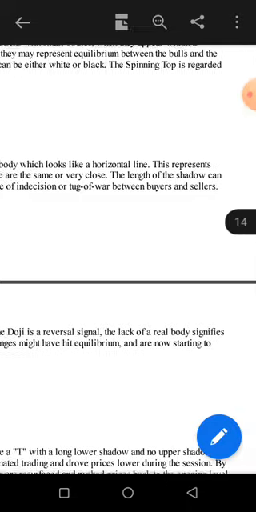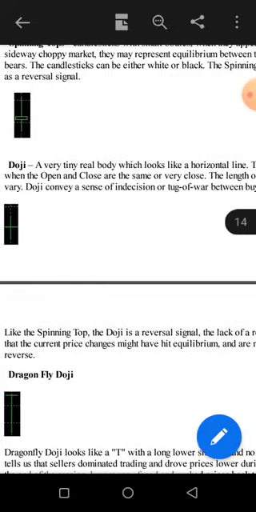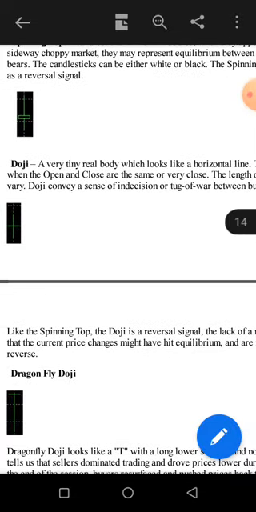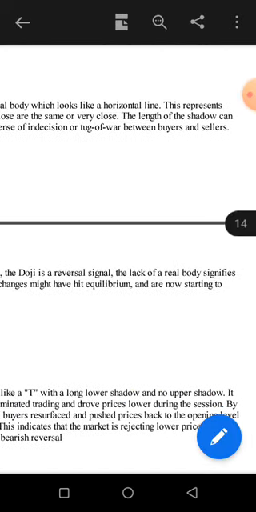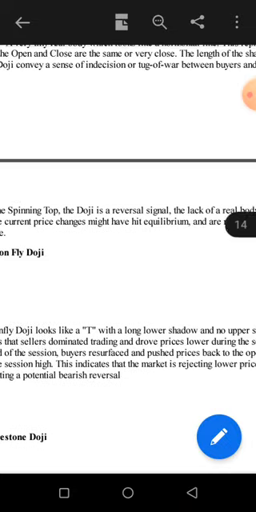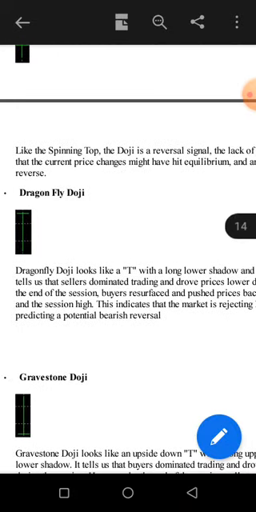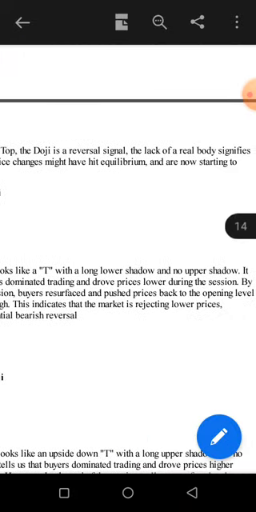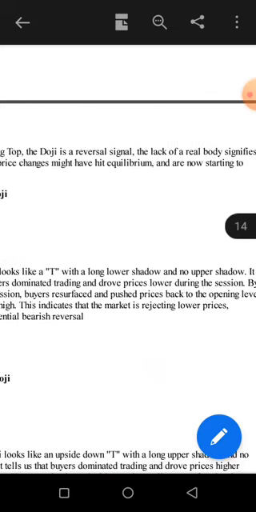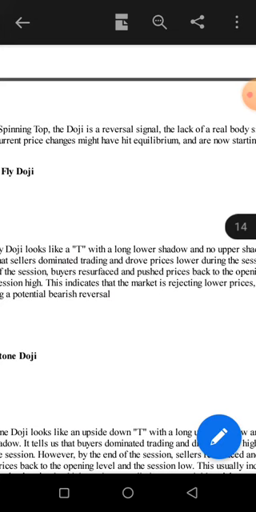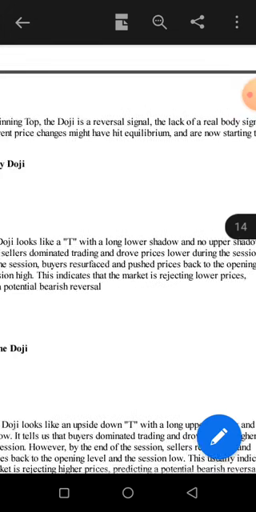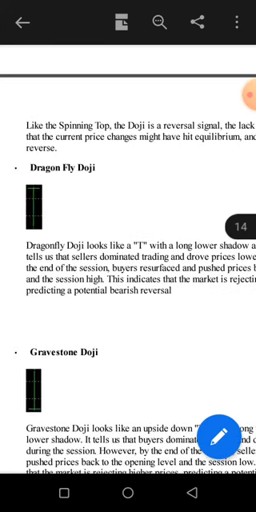The length of the shadow can vary. A doji conveys a sense of indecision or tug of war between buyers and sellers, right? Like the spinning top, the doji is a reversal signal. The lack of the real body signifies that the current price changes will hit equilibrium and are now starting to reverse. Okay, so let us go back to our chart.